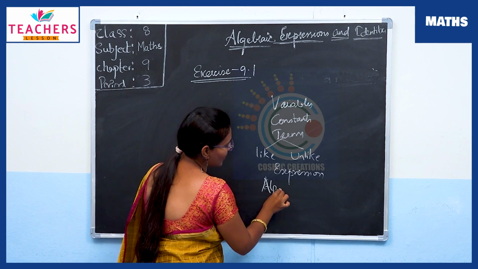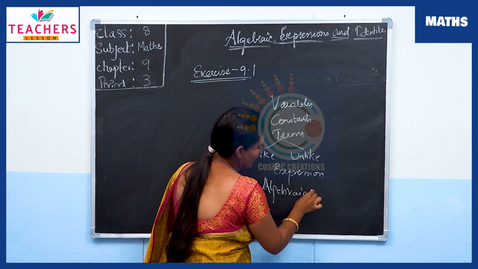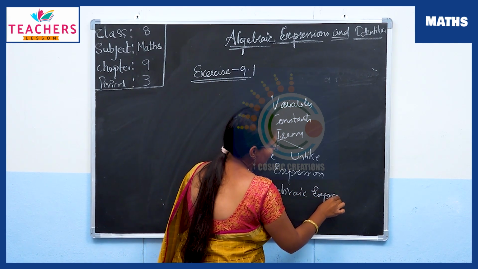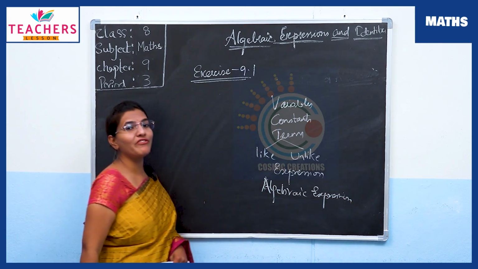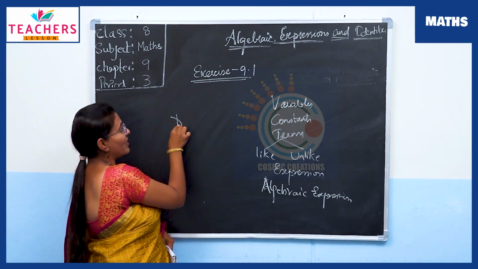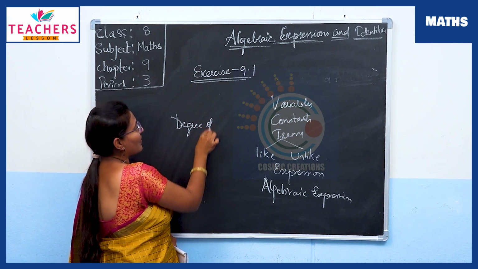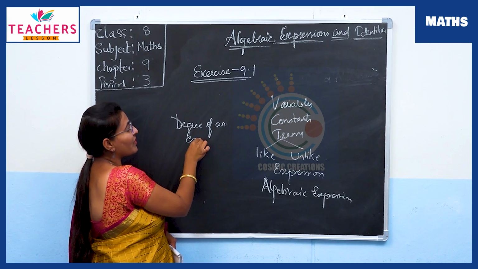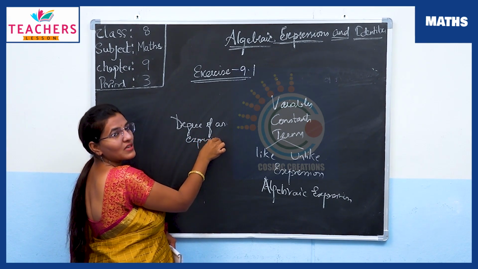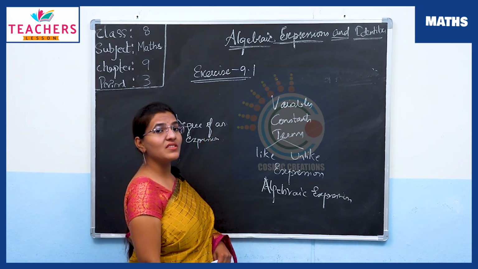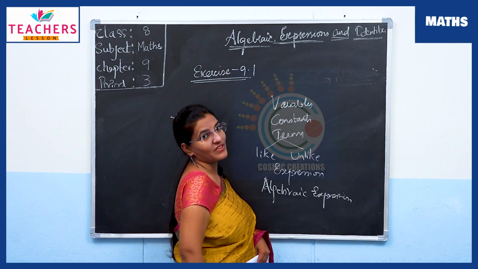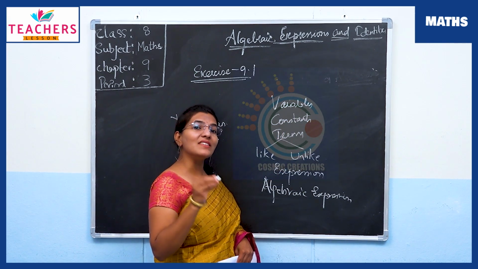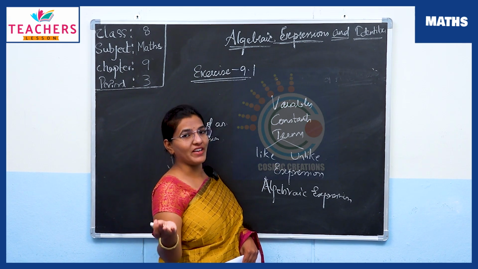So what is an algebraic expression? And then we have learned about the degree of an expression. So how to find the degree of an expression? Hope you have remembered. Okay. So students, what are variables? Variables are nothing but a symbol which is varying, right?